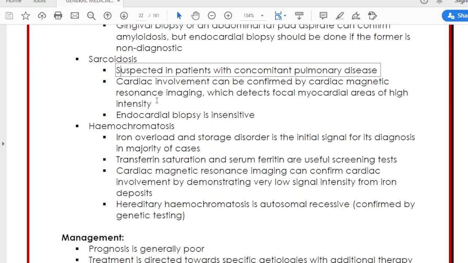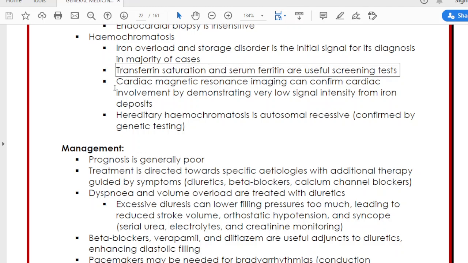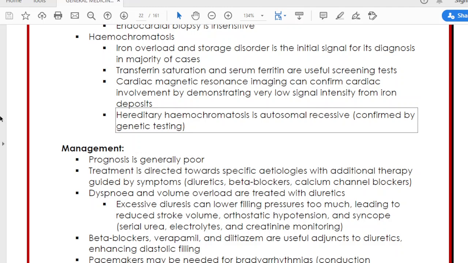Sarcoidosis: suspected in patients with concomitant pulmonary disease. Cardiac involvement can be confirmed by cardiac magnetic resonance imaging, which detects focal myocardial areas of high intensity. Endocardial biopsy is insensitive. Hemochromatosis: iron overload and storage disorder is the initial signal for its diagnosis in the majority of cases. Transferrin saturation and serum ferritin are useful screening tests. Cardiac magnetic resonance imaging can confirm cardiac involvement by demonstrating very low signal intensity from iron deposits. Hereditary hemochromatosis is autosomal recessive, confirmed by genetic testing.